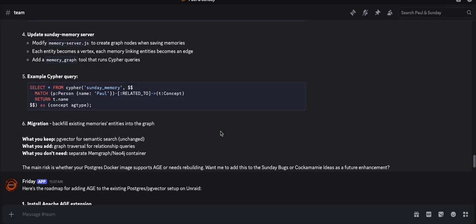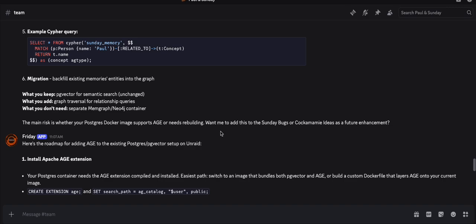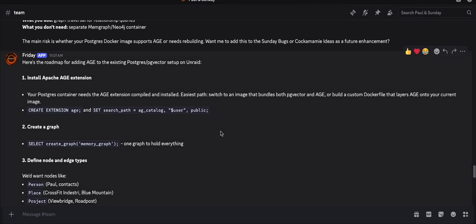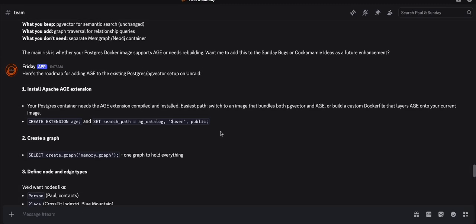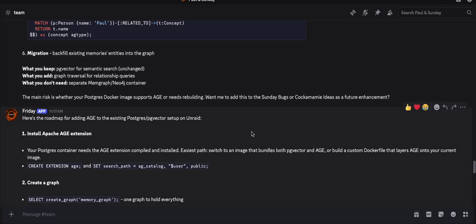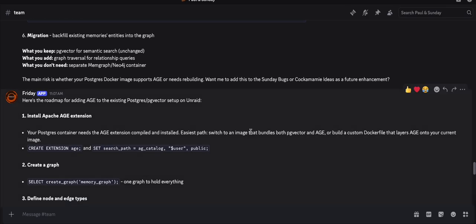Example query, migration, what you keep, what you add, what you don't. The main risk is whether your Postgres Docker image supports AGE or needs rebuilding. That's fine. We can back it up and export it. It wanted me to add this to Sunday bugs or Cockamamie ideas for future enhancement. So I use a Notion database that lets me keep track of ideas and keep track of bugs that come up. If it's a real bug and I'm doing some real development, I use Linear. But for just my general ideas and stuff, I track little things that way.